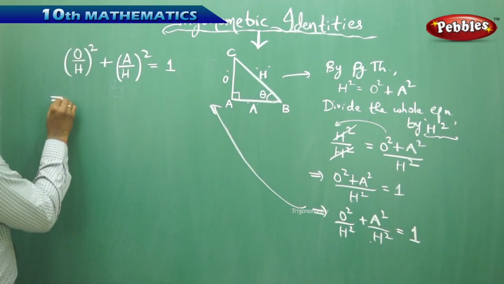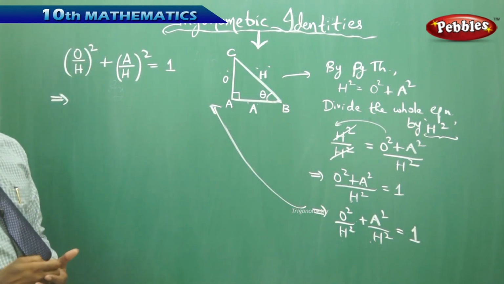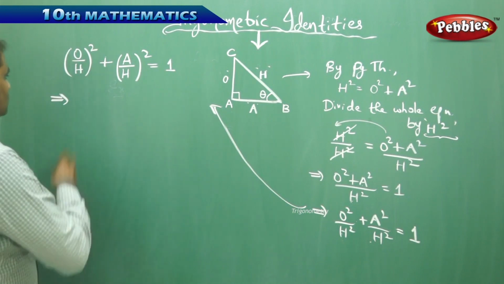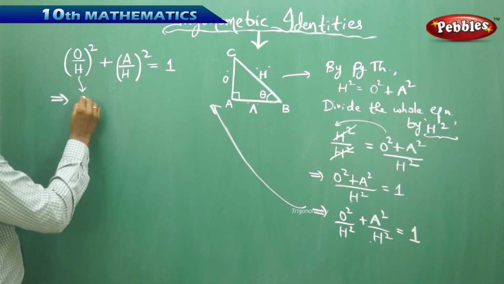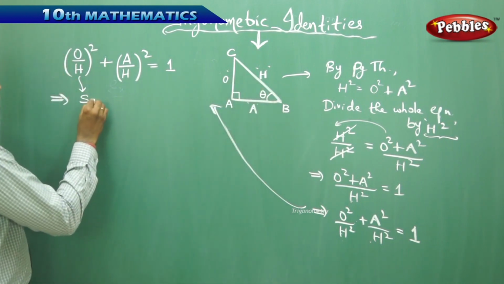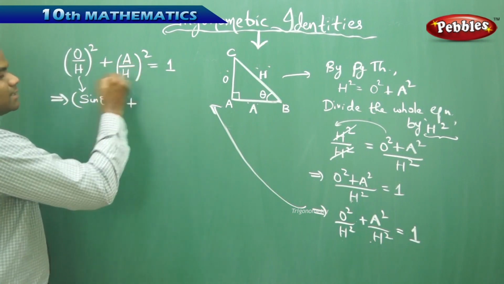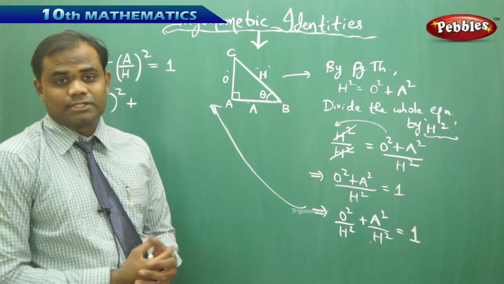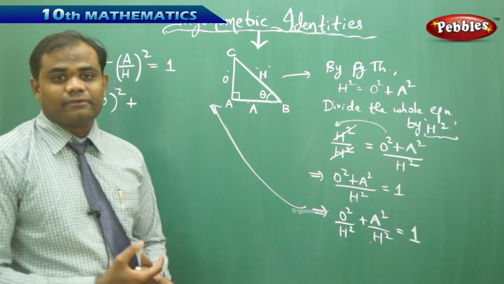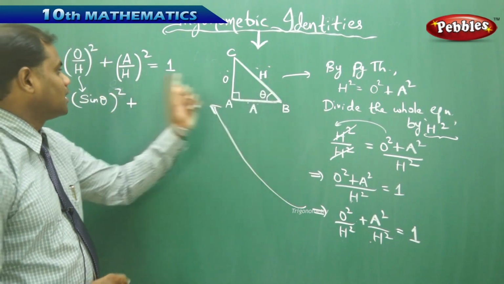So in this case, opposite by hypotenuse is sine theta, because we have already discussed the trigonometric ratios where opposite by hypotenuse is sine theta, so (opposite side by hypotenuse) whole square, plus adjacent by hypotenuse is cos theta, which we have already identified in the trigonometric ratios. Therefore, cos theta is adjacent by hypotenuse.